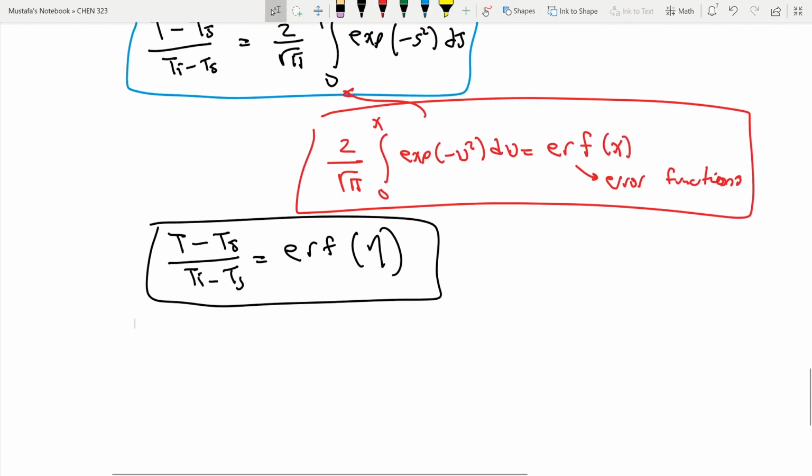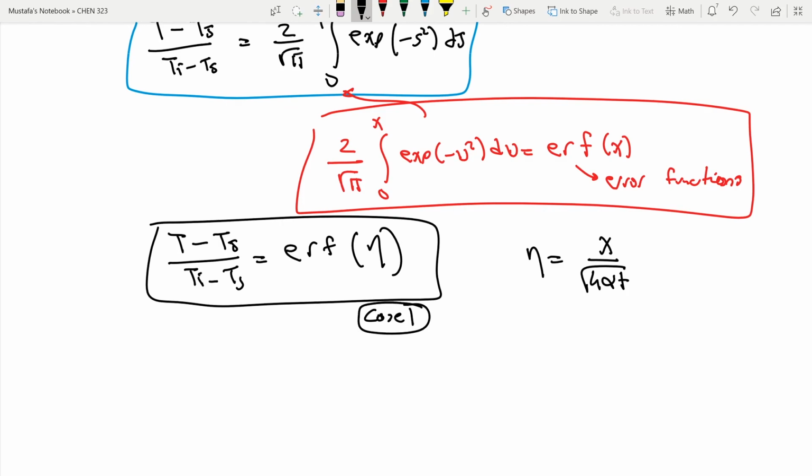And again, I have the eta that was defined as x over the square root of 4 alpha t. So now I have temperature dependence with respect to x and t as given in this equation. So this is the main solution for case 1. I obtained the solution, and it turns out to be an error function.